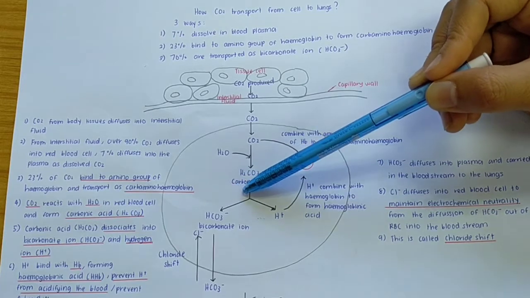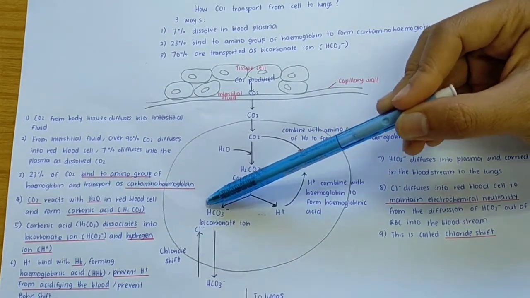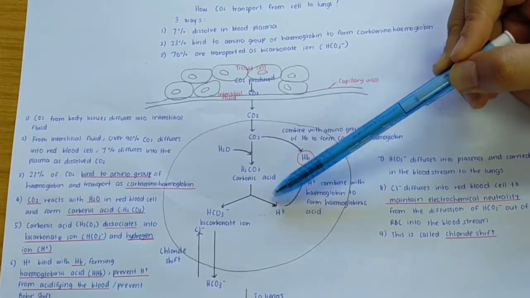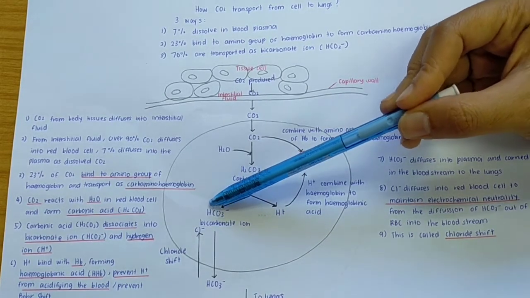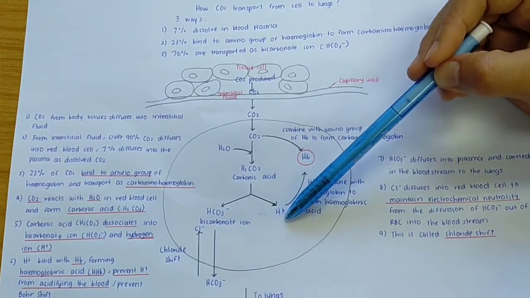Okay, and then carbon dioxide also will react with water and form carbonic acid, H2CO3. And then what happened to this carbonic acid? It will dissociate into bicarbonate ion and also hydrogen ion. So that's why another way of transporting carbon dioxide is as bicarbonate ion. Okay, and then what happened to this hydrogen ion?